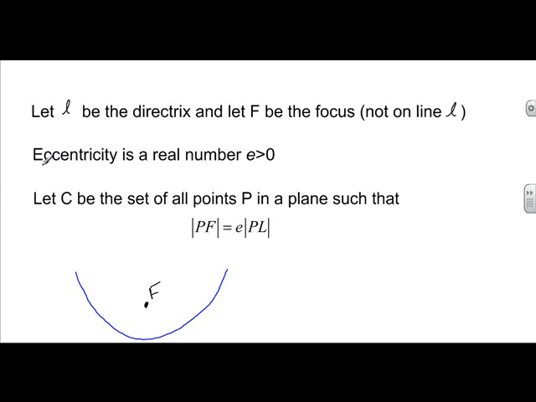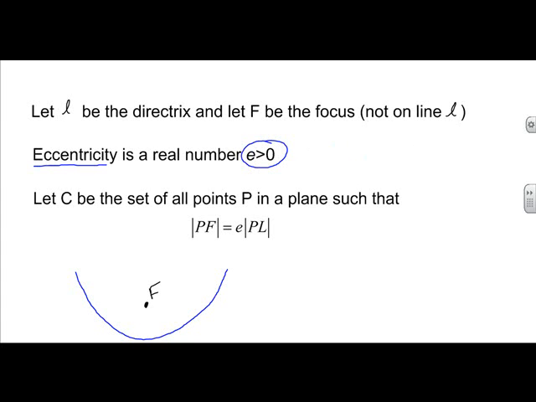The eccentricity is some real number that's positive. And we use a lowercase e, not to be confused with Euler's number. Okay, it's a totally different context. But we do have a real number e that is called the eccentricity.